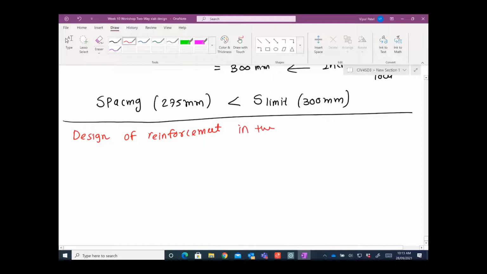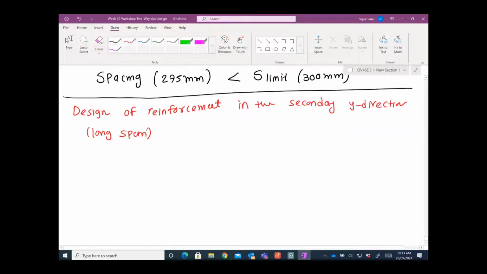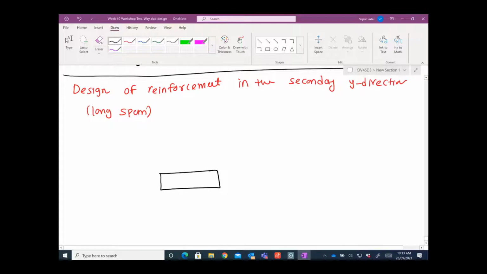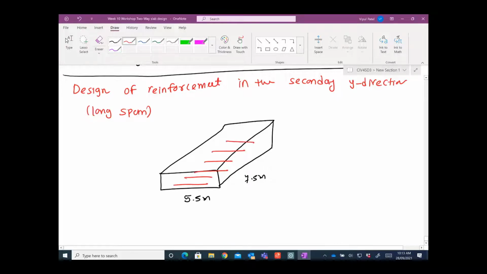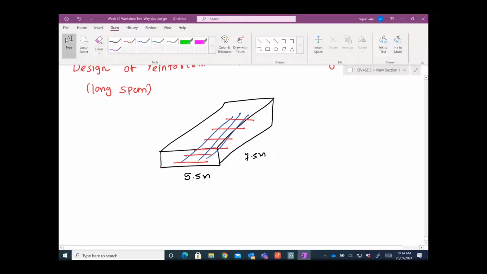In the secondary Y direction, I already explained what the secondary Y direction is, the long span, right? If I quickly draw the figure, the slab is 150 millimeters and 5.5 meters. This is your primary direction, and this is your secondary direction. So this is your primary, and the blue one is the secondary. We have done the primary, the red one, and now we are going for the blue one.